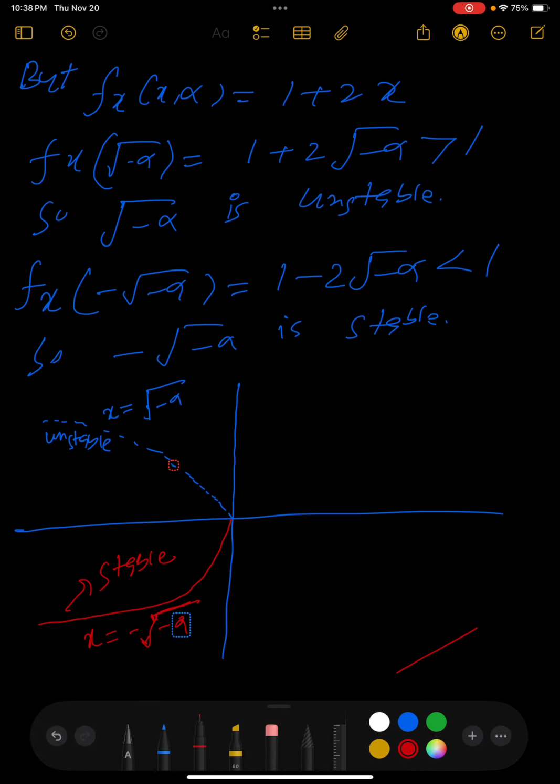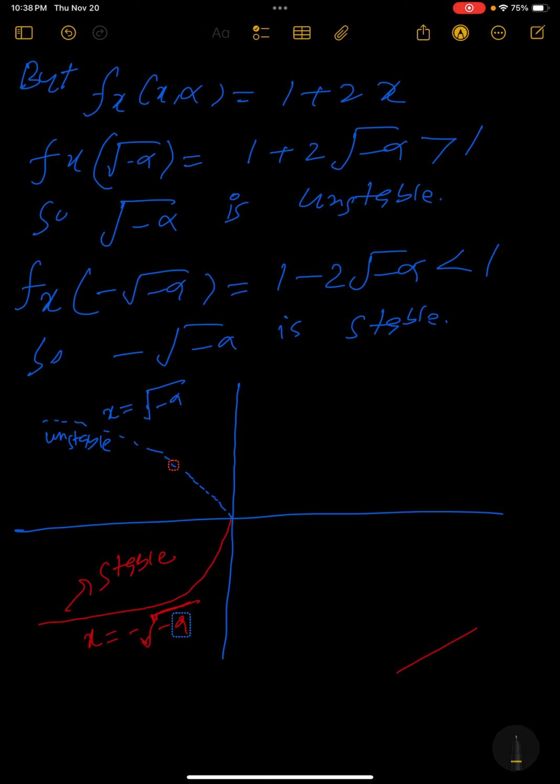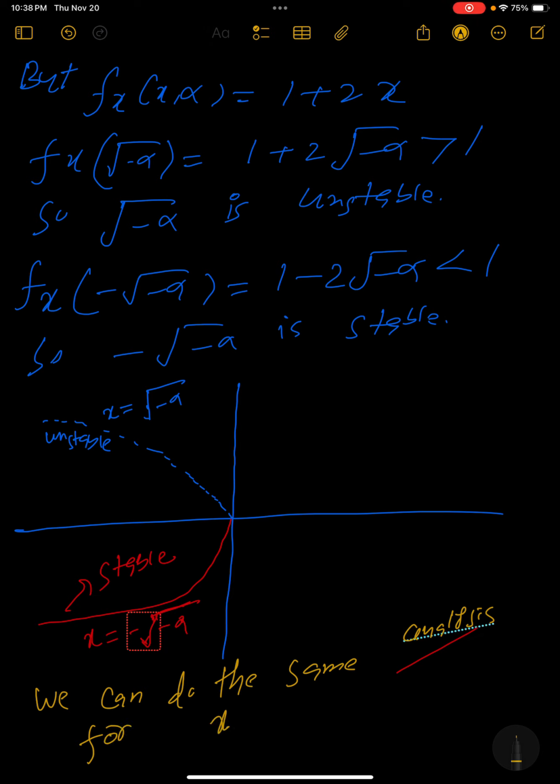Now we can do the same analysis for x goes to alpha plus x minus x square. Okay, this is your homework.